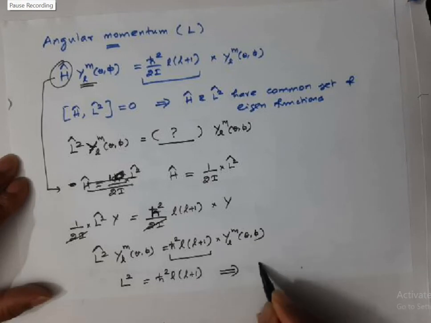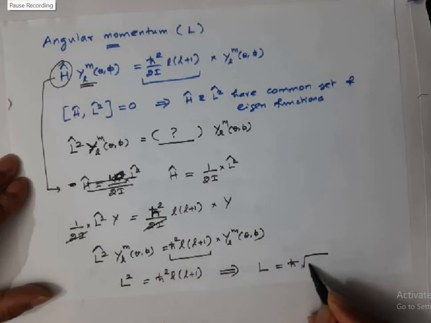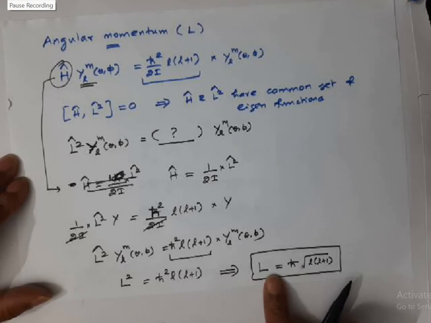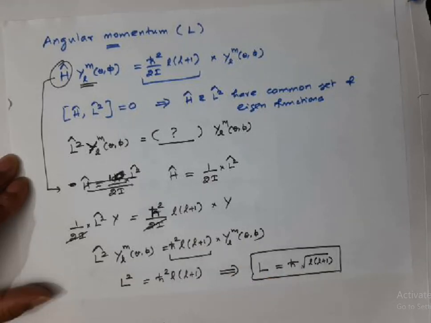Or the magnitude of the total angular momentum is equal to h bar, taking the square root, h bar into the square root of L into L plus 1. This is the formula for the value of the total angular momentum.